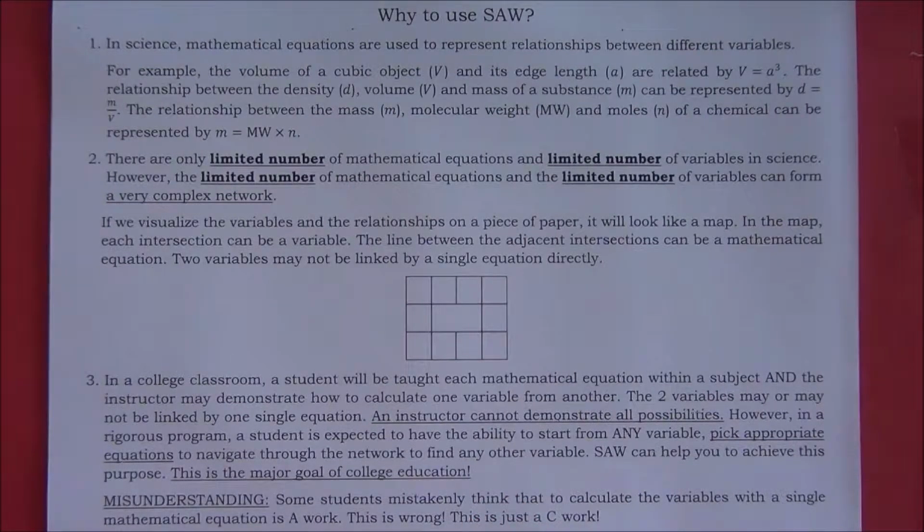However, there are some common misunderstandings about the goal of college education. Some students mistakenly think that to calculate variables with a single mathematical equation is A work. This is wrong. This is just a C work at most. In some rigorous program, master the single mathematical equation calculations is just a D work.